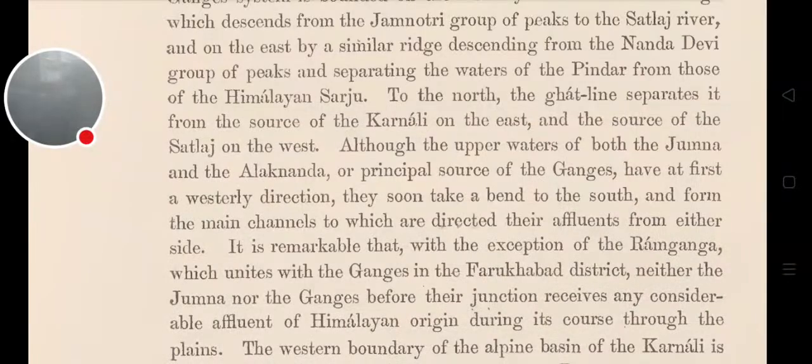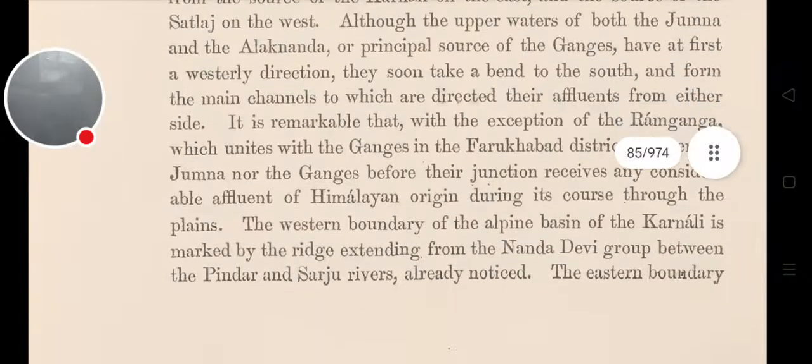Although the upper waters of both the Jamna and the Alaknanda, or principal source of the Ganges, have at first a westerly direction, they soon take a bend to the south and form the main channels to which are directed their affluents from either side. It is remarkable that, with the exception of the Ram Ganga, which unites with the Ganges in the Farrukhabad district, neither the Jamna nor the Ganges before their junction receives any considerable affluent of Himalayan origin during its course through the plains.